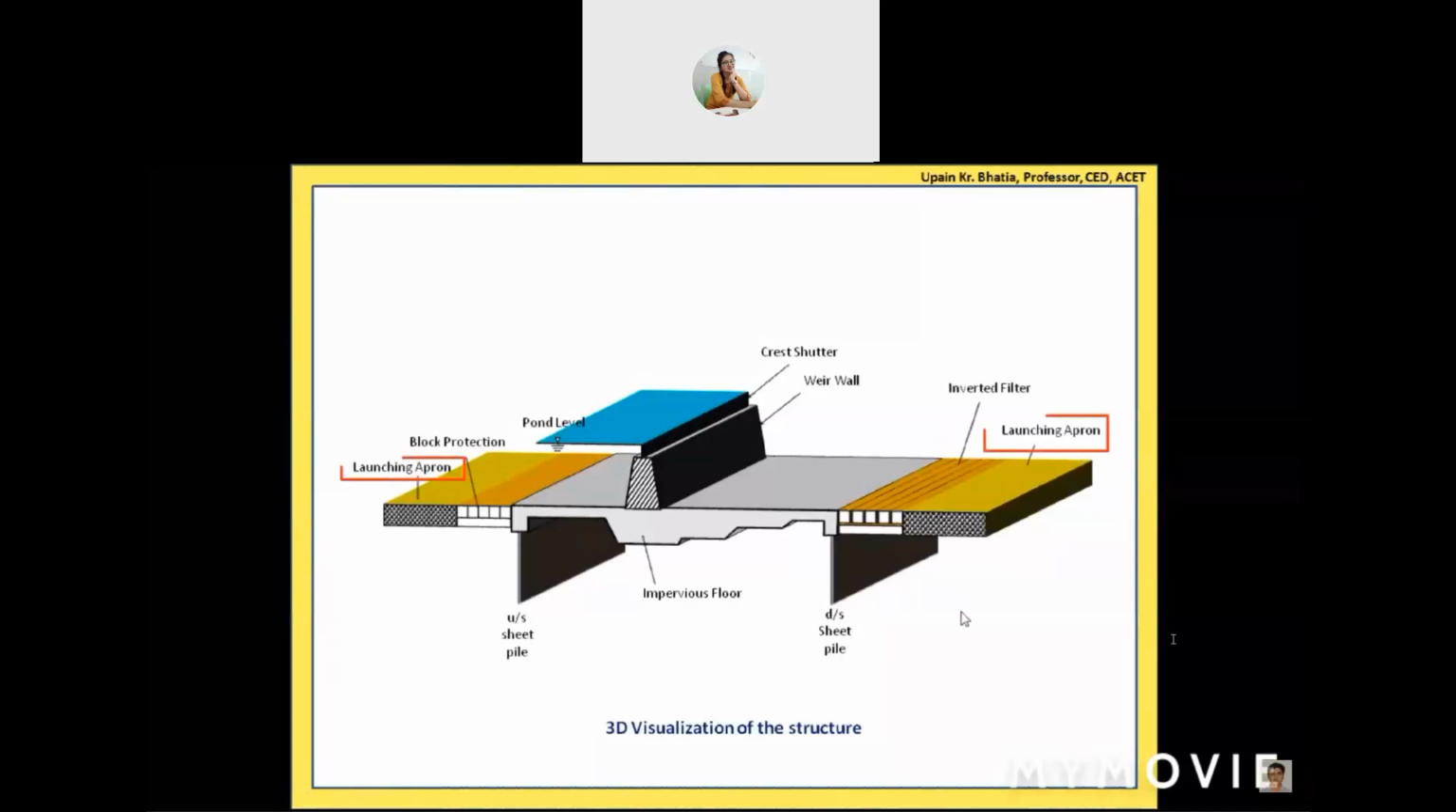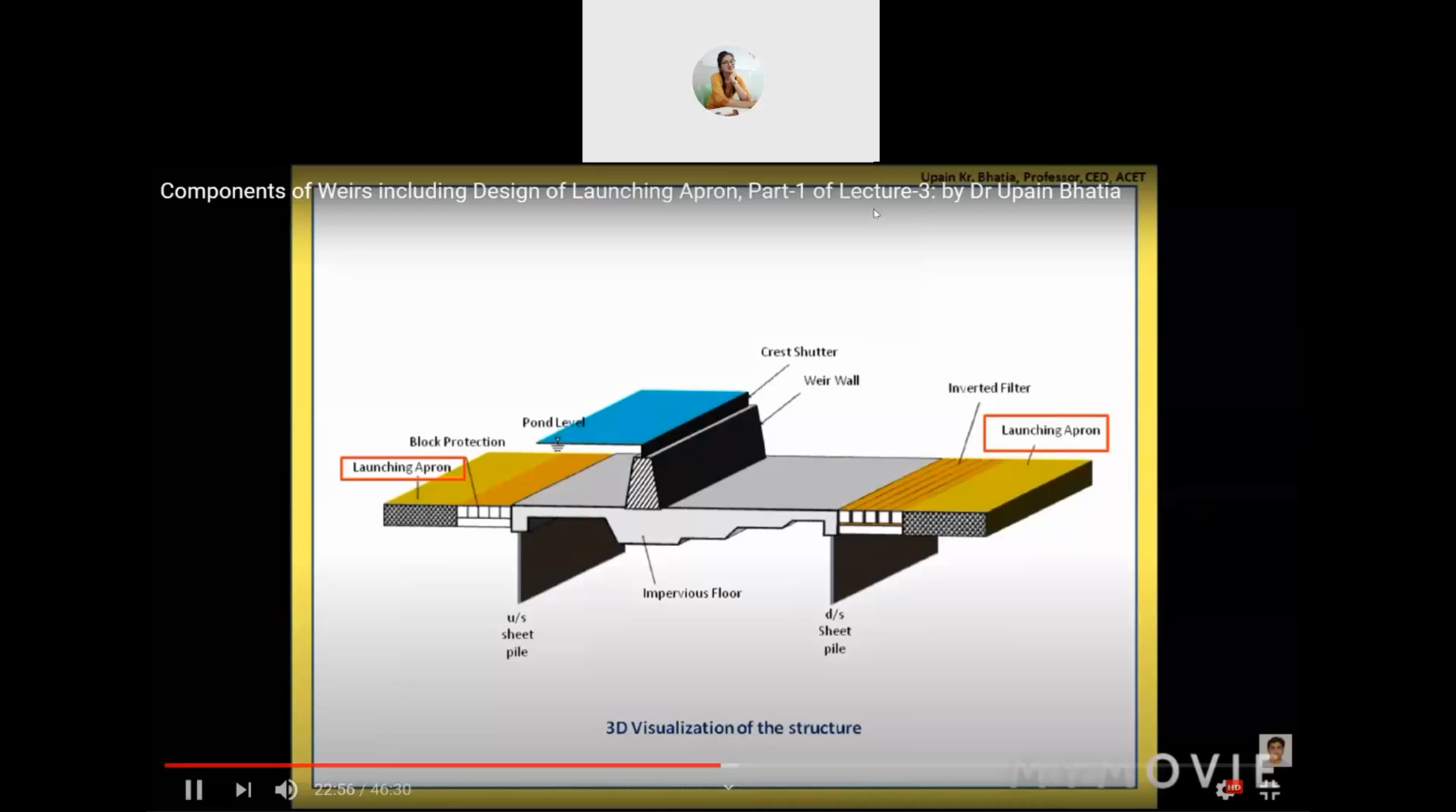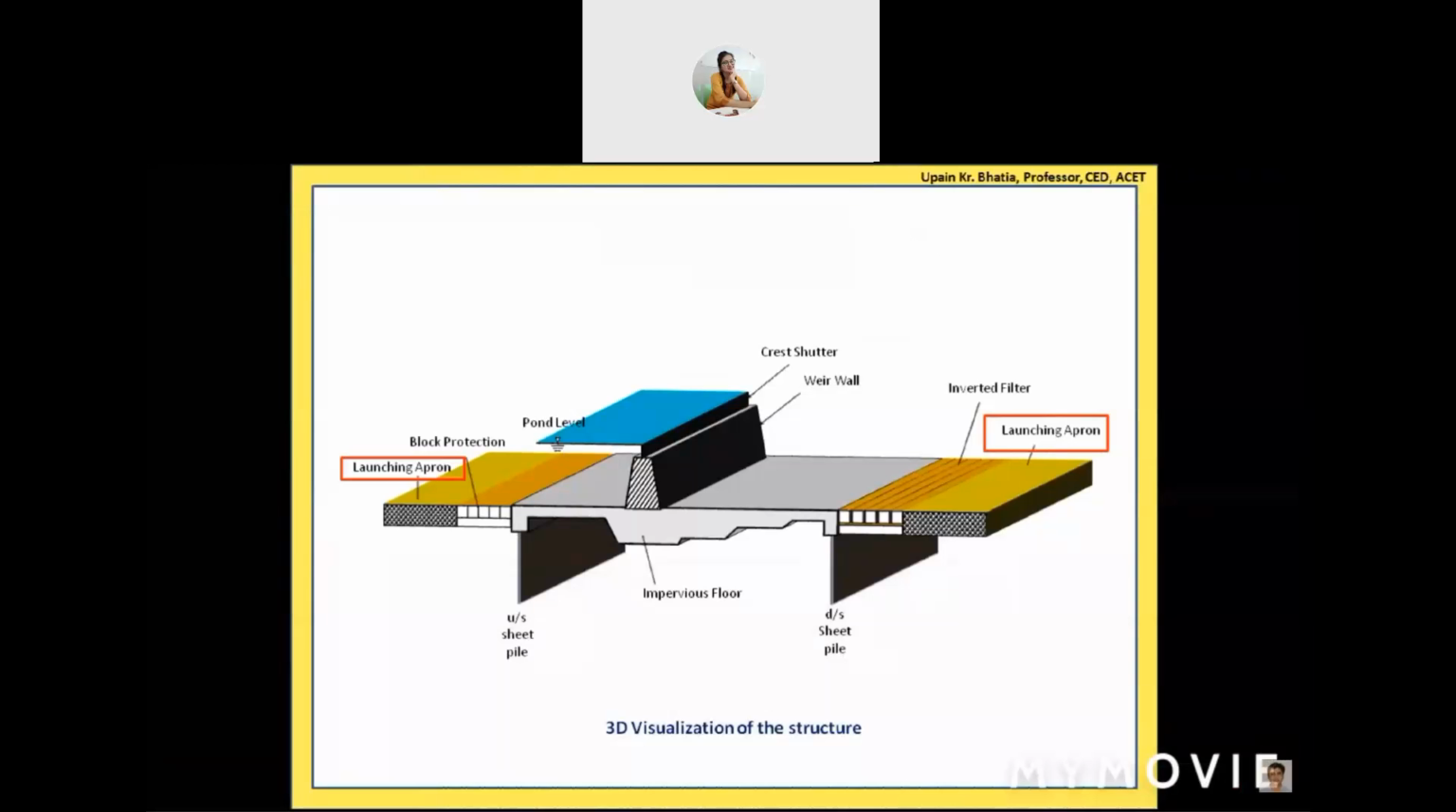So these two launching aprons, now you are seeing in the red rectangular enclosure, stay intact as we have provided. Okay, but what happens when flood comes? When more water is coming from the upstream side, and it is much more than what is diverted into the canals, some part of the flood water will be diverted, but the flood water is much more than the diversion capacity of the canals. So most of the water will be going to the downstream side.